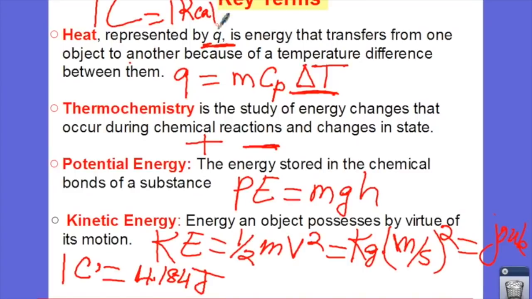Kilocalorie. So when you read the nutrient label on your food, you have to check to see if it's a capital C. When it says 5 calories, they really mean 5,000 calories because the capital C stands for kilo.